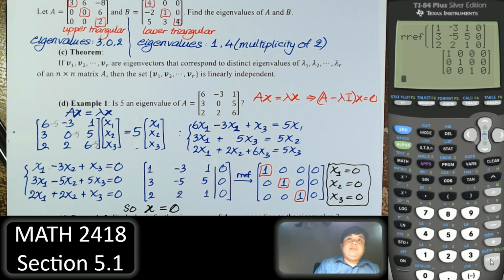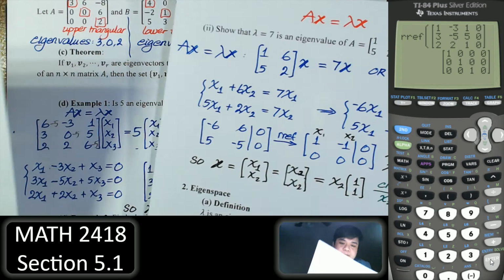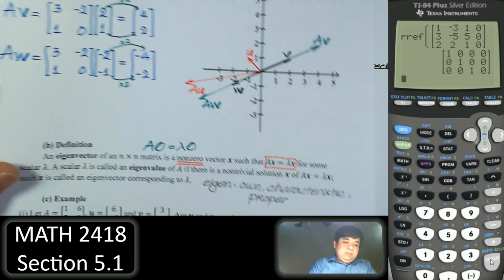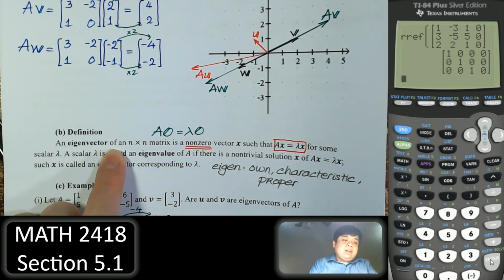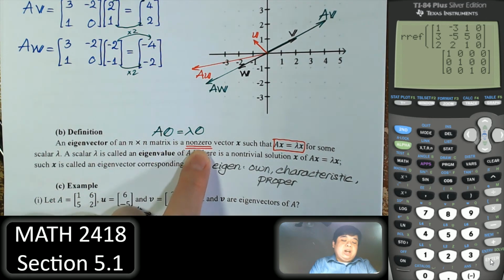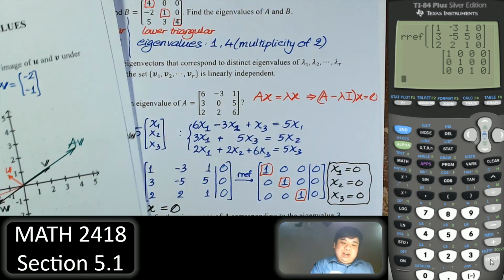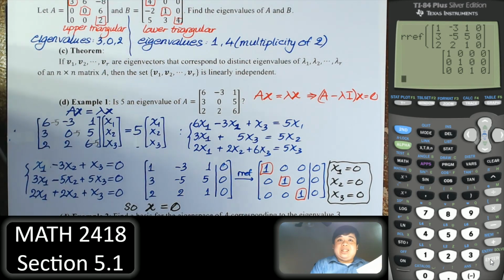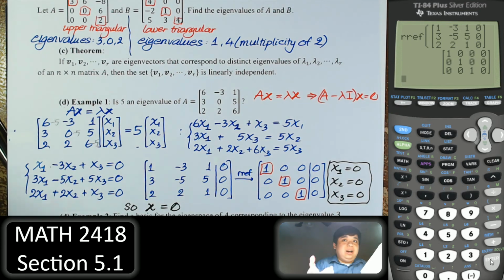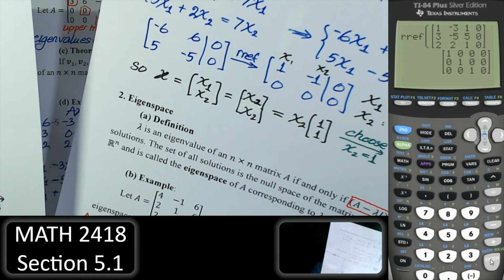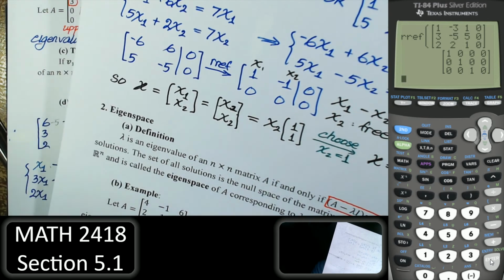A 0 vector. Now let's go back to the definition. An eigenvector of an n by n matrix is a non-zero vector. Too bad. An eigenvector cannot be 0. So in this case we say it cannot be an eigenvector. Therefore 5 is not an eigenvalue. Yeah, we can just say that.